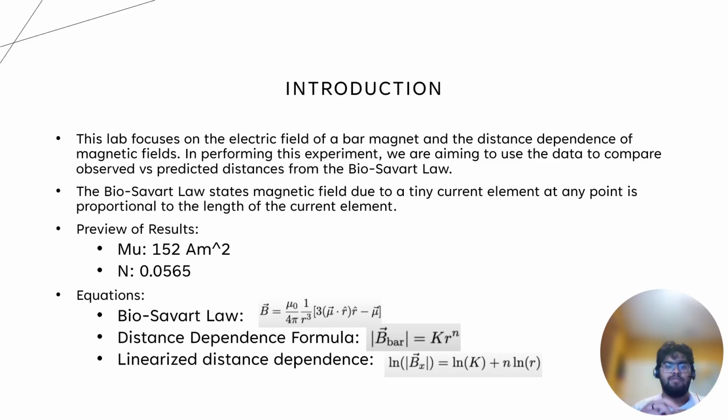Alright, so to start off, the lab mainly focuses on the electric field of a bar magnet and the distance dependence of magnetic fields. To do this, we used observed and predicted distances, as well as the Biot-Savart law, which basically states that a tiny current is proportional to the length of the current element. So, a preview of our results: mu, we got 152 amperes times meters squared, and n, we got 0.065, which obviously has some discrepancies, and I'll go into later why we had those.